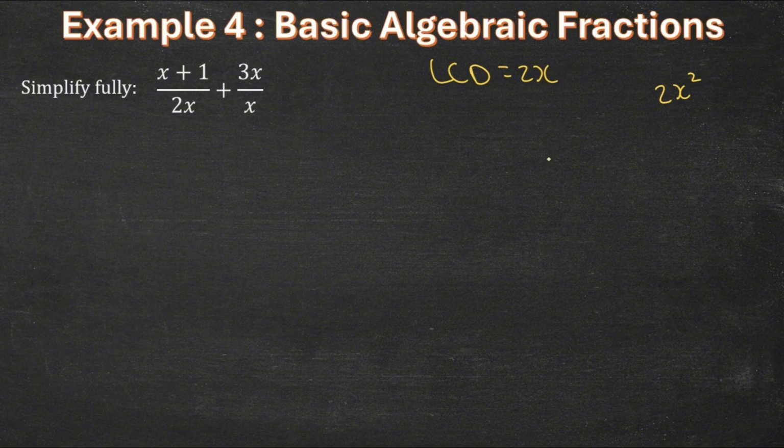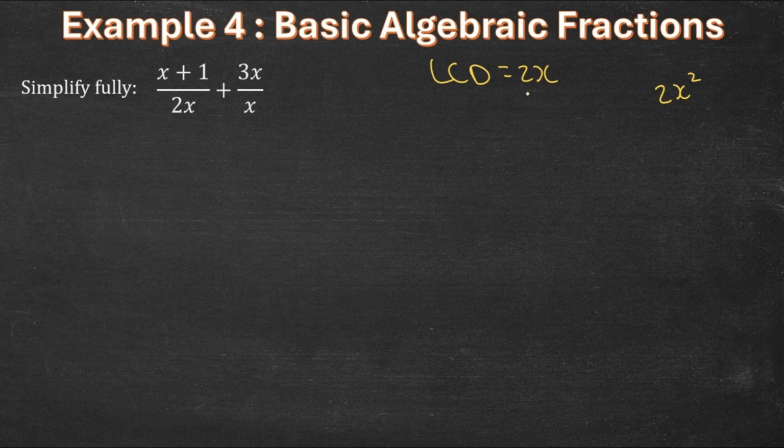So let me show you how I got to this 2x. Remember, whenever you have to work out your LCD, it must be the smallest denominator that both fractions can change into. This first fraction already has this 2x. Now I can ask myself this. Can I do anything to this x to change it to look like this 2x? And the answer is yes. I can just multiply it with 2. 2 times x will give me 2x. And that's where I got this 2x from.